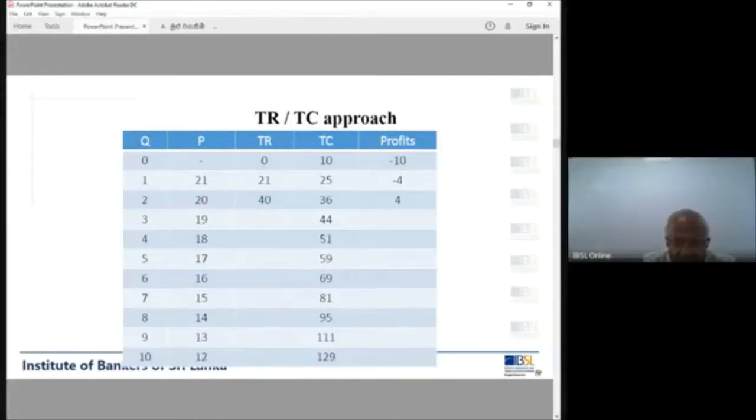Please do that. 3 into 19, 4 into 18, 5 into 17, 6 into 16, that is TR. The difference, TR minus TC, is the profit. Can you do that? Please, 5 minutes. You have to take some pieces of paper or half sheets and do the calculation. Complete TR, price into quantity, 3 into 19, and the profit, TR minus TC. Please complete that.